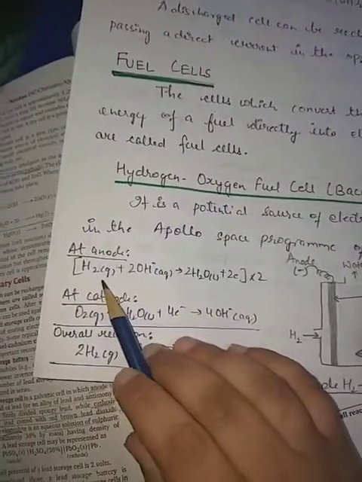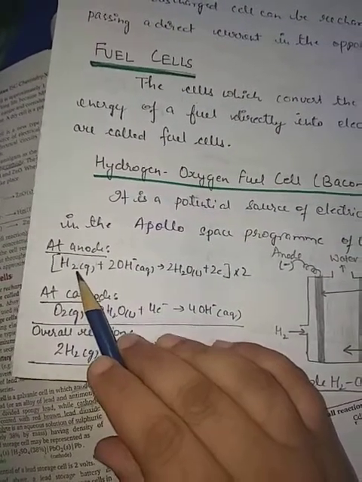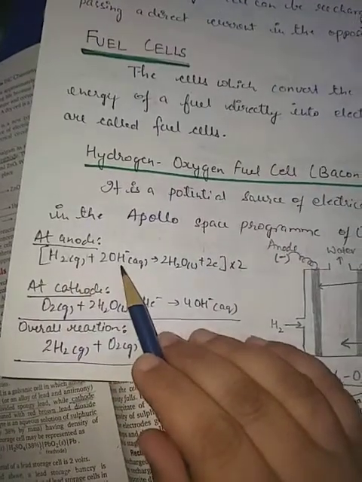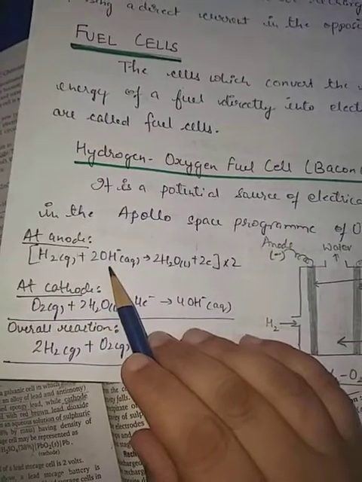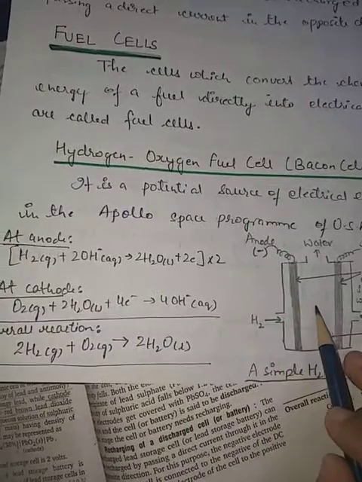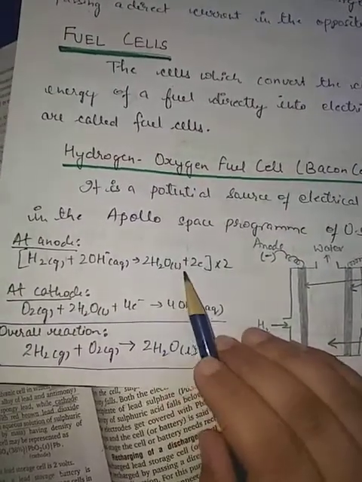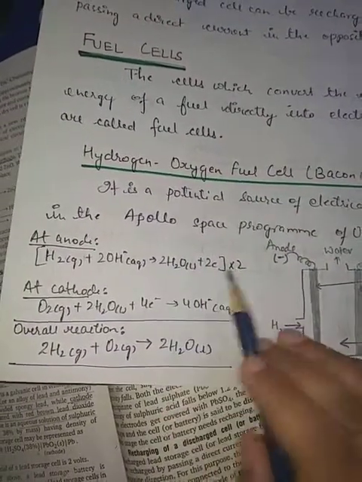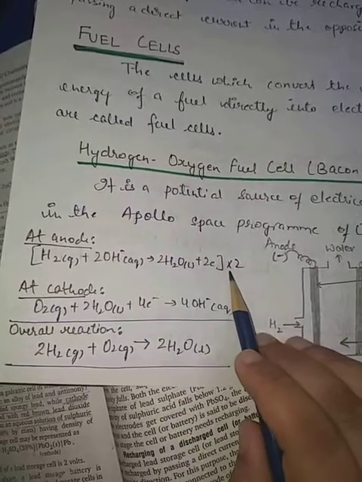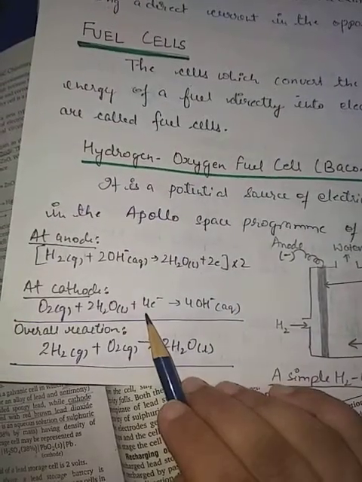So the reactions which will take place here: hydrogen gas will combine with hydroxide ions, obviously from here, and form water plus 2 electrons. We'll multiply this whole reaction by 2, because we have to equalize the number of electrons.